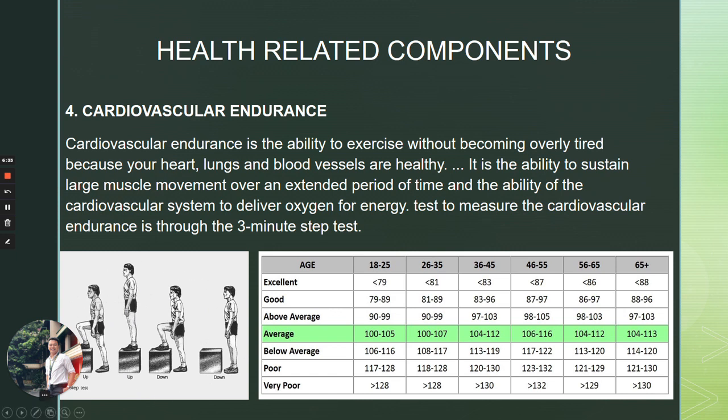So yun, so ang cardiovascular endurance is actually the ability of our heart to pump blood, the ability of our lungs to provide oxygen, and these two will travel through our blood vessels to supply blood and oxygen sa mga large muscles, sa mga working muscles natin during an activity or an exercise. So yun. So here is the table also for interpreting your cardiovascular endurance.